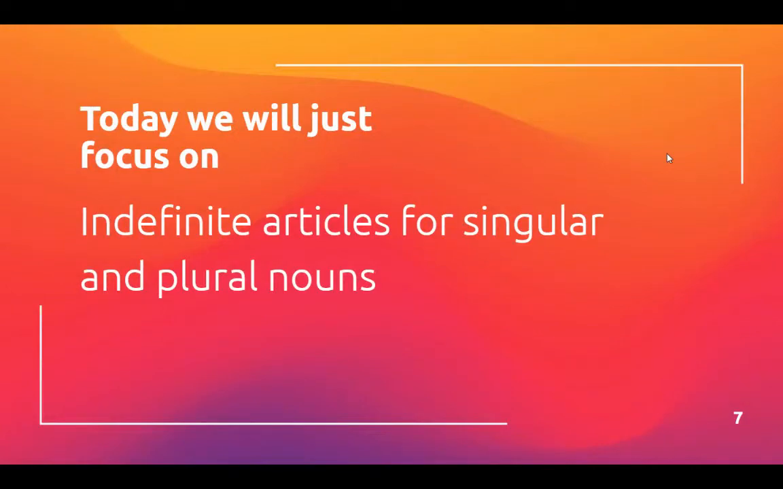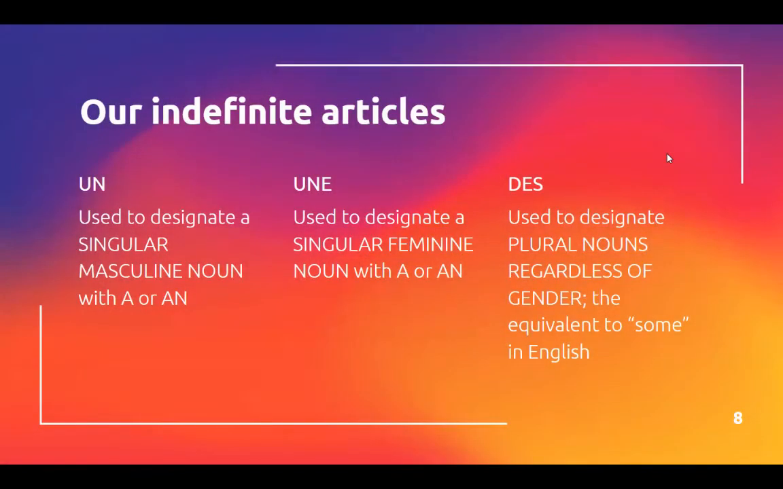And you probably recognize un and une from our counting because they also double as the number one, not just a or an, but can also mean the number one. So our indefinite articles are un, une, and des. We'll use un to designate a singular masculine noun to say a thing or an item. Une is the feminine form of that. Remember, all of our nouns will have a gender to them. They'll either be un or une.